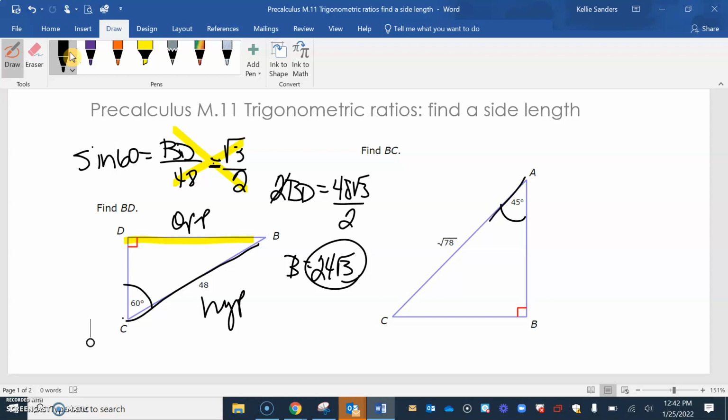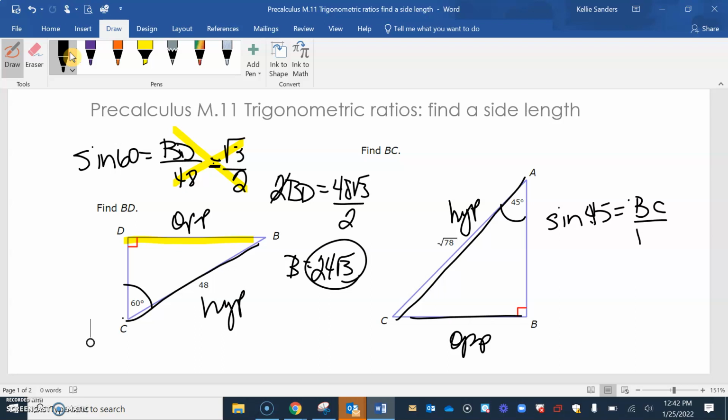They give us 45. This is always the hypotenuse, right? And we are looking for BC. So again, this is opposite, so again, we're going to use sine. So sine 45 equals opposite, so BC, over hypotenuse, which is the square root of 78. And sine 45 is square root of 2 over 2, equals BC over square root of 78.